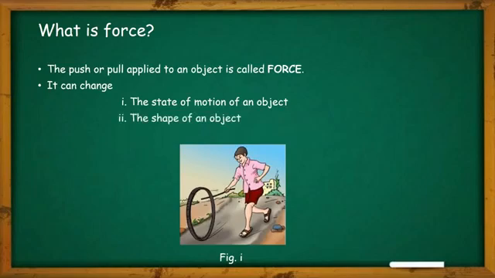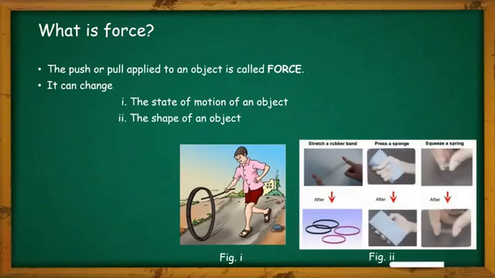And let us see how the shape of an object can be changed with the application of force. In the second figure, if you hold a rubber band without applying any force, it will be of a certain length, but if you stretch it, it will expand. Similarly, if you compress a piece of sponge, it will be squeezed. As soon as you release your hand, it will regain its shape. The same thing happens in the case of a spring. If you compress it, it will be of shorter length, and if you release it, it will expand.